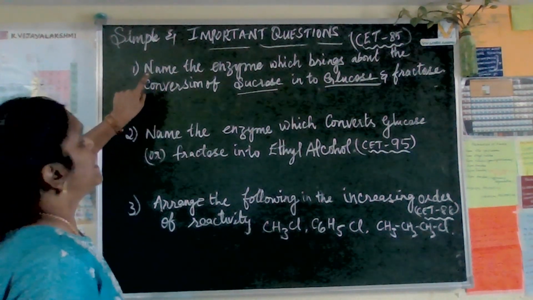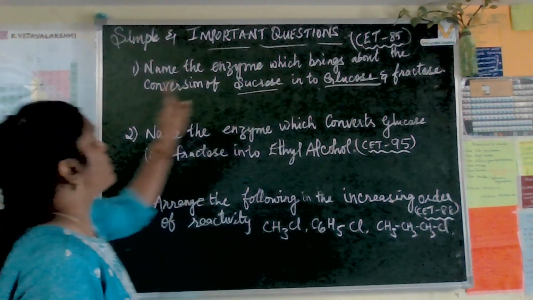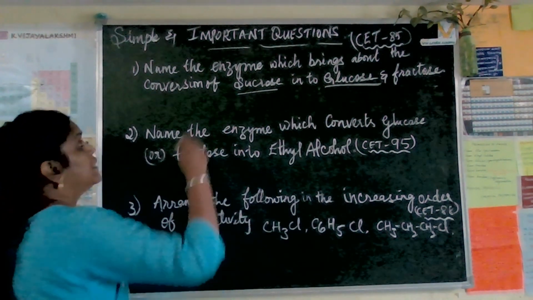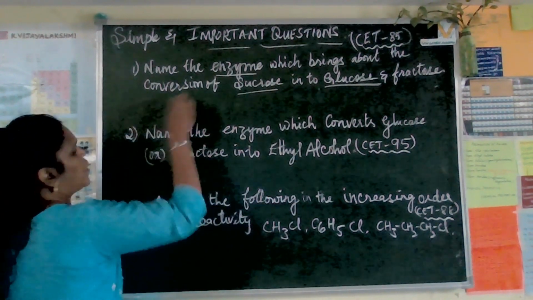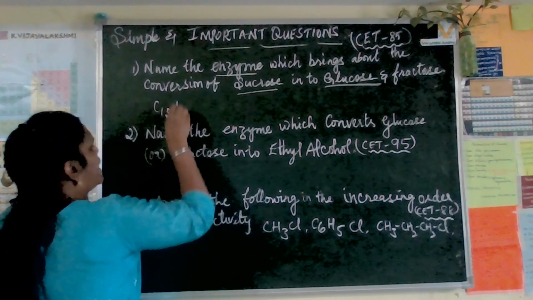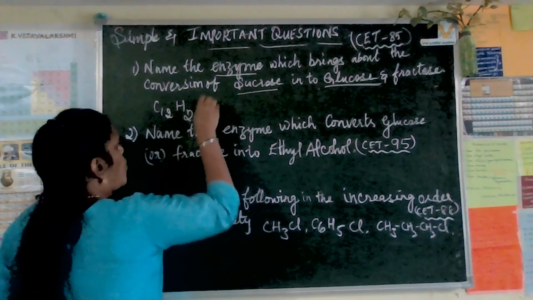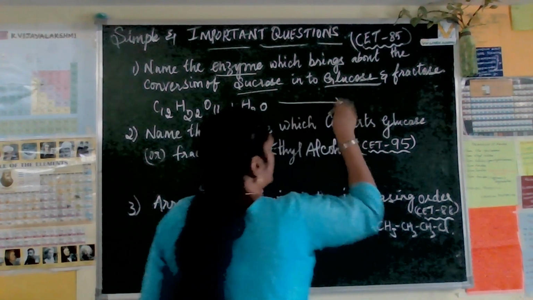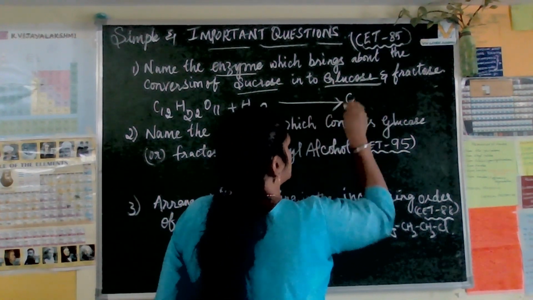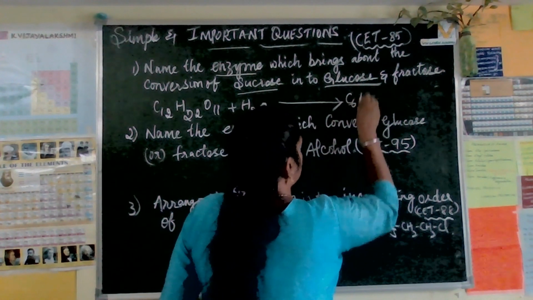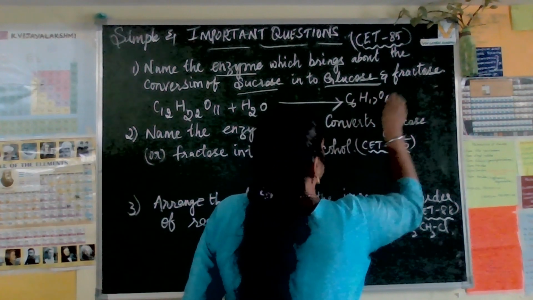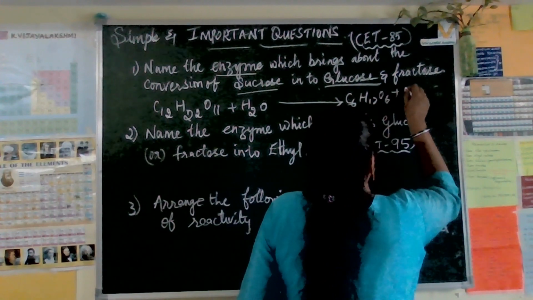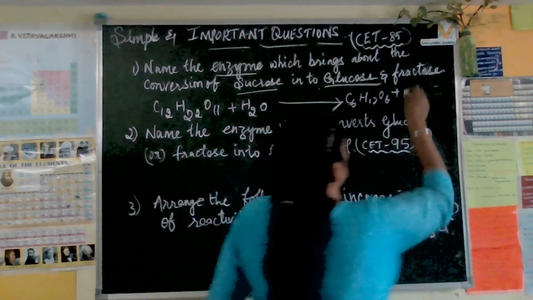In that, first one: name the enzyme which brings about the conversion of sucrose into glucose and fructose. Okay, they are asking about the enzyme. Now what is sucrose? C12H22O11 plus water molecules. It is hydrolyzing and it gives glucose and fructose. What is the formula of glucose and fructose? C6H12O6, and fructose also has the same formula. The structural formula will vary; that you will learn in biomolecules.